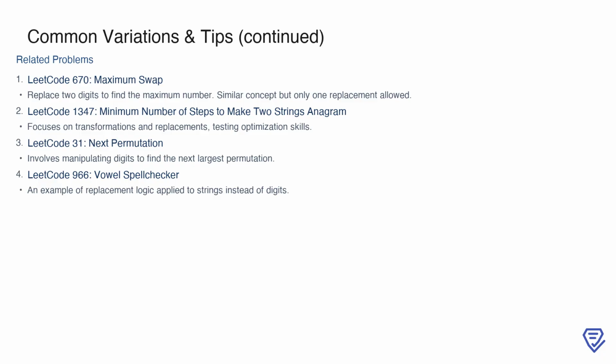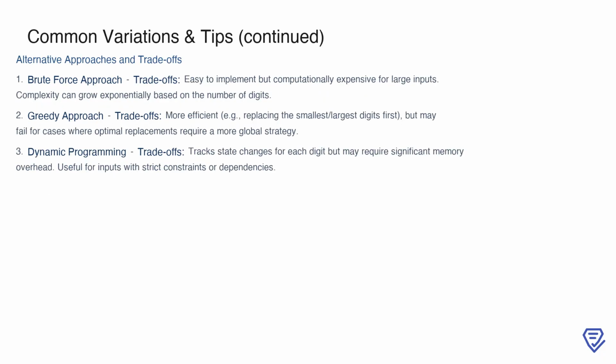Exploring these related problems can help you recognize patterns and strategies that are widely applicable, giving you a stronger foundation for tackling similar challenges. When considering alternative approaches, it's important to weigh their trade-offs. The brute force approach is straightforward to implement, as it simply explores every possible replacement. However, this method becomes computationally expensive for large inputs, with complexity potentially growing exponentially based on the number of digits.